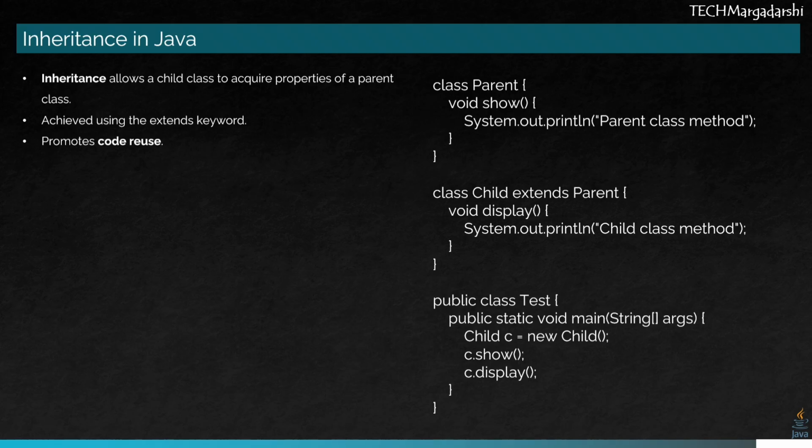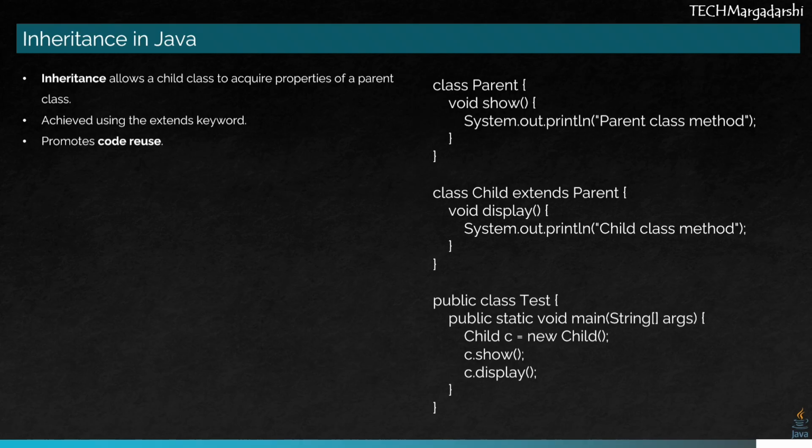Next, we have a class called Child, which extends the Parent class. Because of this, the Child class automatically gets access to the methods of the Parent class. Inside the Child class, we have another method called display, which prints Child class method. Now let's look at the Test class. Inside the main method, we create an object of the Child class. Using this object, we call show. Even though show belongs to the Parent class, the Child class can access it due to inheritance.